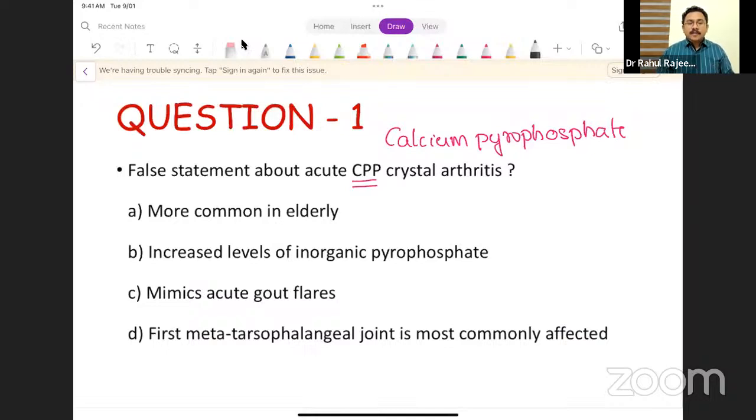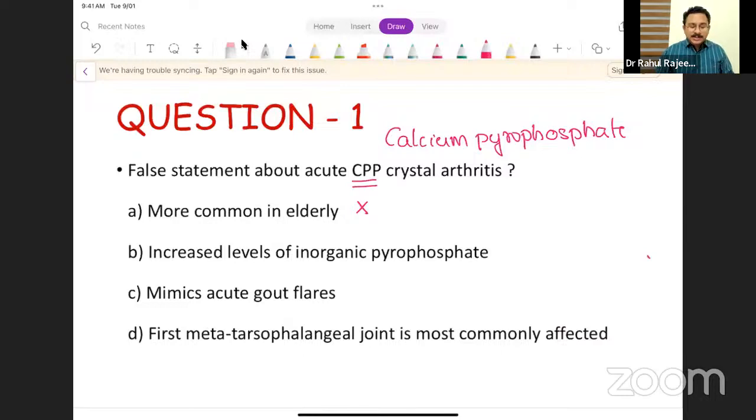So they're asking for the false statement about acute CPP arthritis. The first option is more common in the elderly. Well, that option is actually a true statement. CPP arthritis is more common in the elderly population. So I'm not going to take that as the answer.